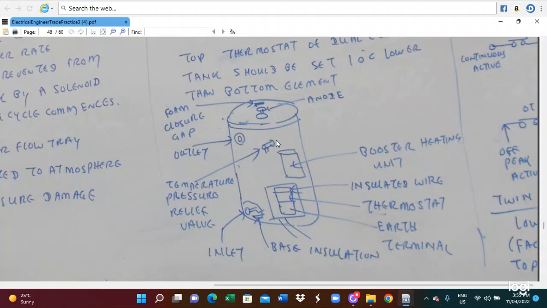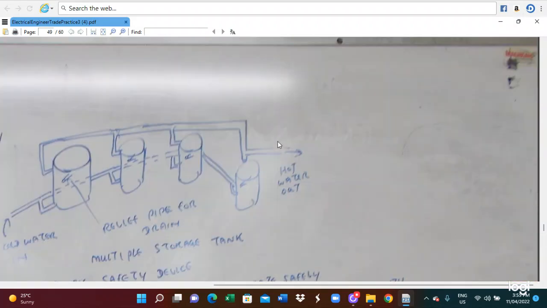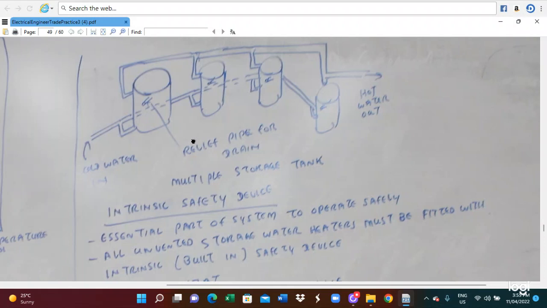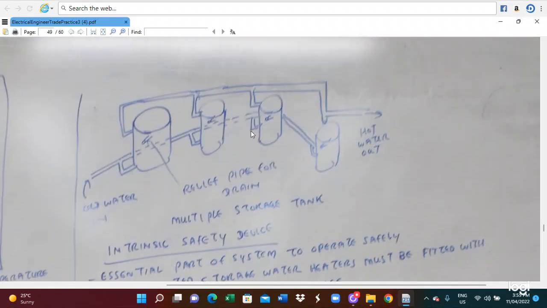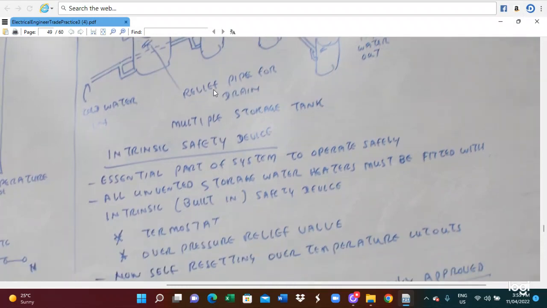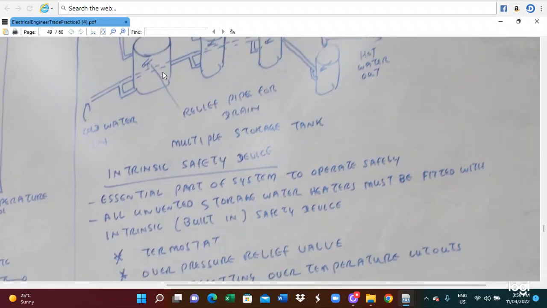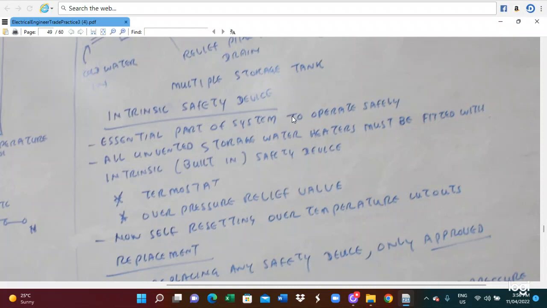So these are the components of the water heater. Those water heaters are connected to the water pipeline, water heater, relief pressure drain. They are connected like this. And also the relief pipe has to be utilized, and the multiple storage tanks are connected here.